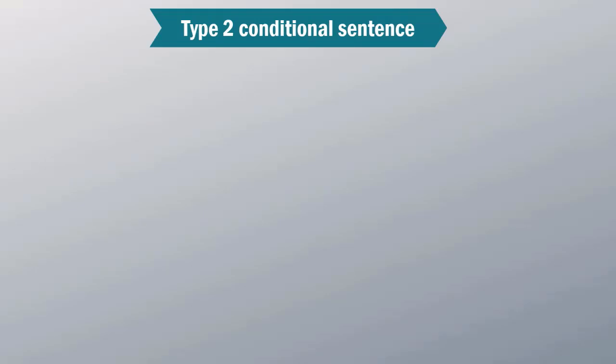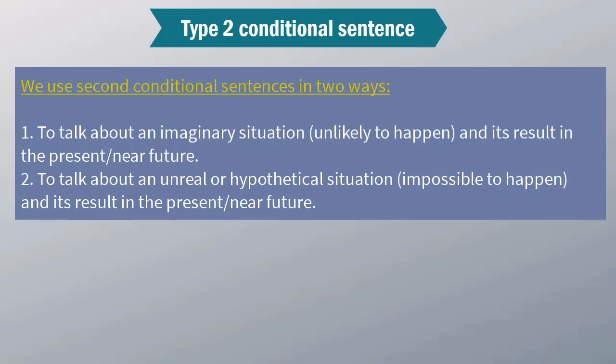Alright guys, now let us move to the next type of conditional sentence, which is the second conditional sentence. So guys, there are two ways to use second conditional sentences. There is a minor difference. Alright, let me make you understand.